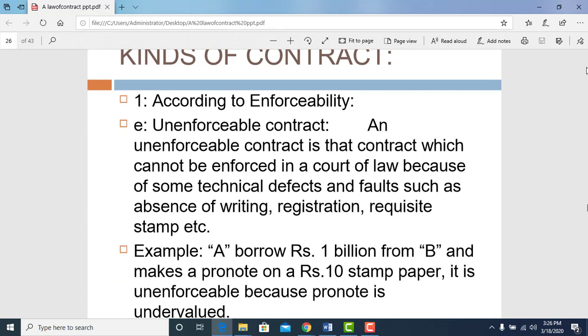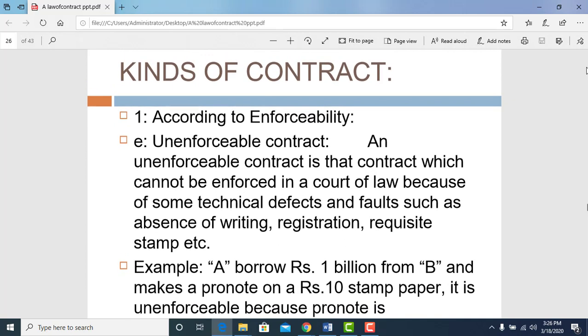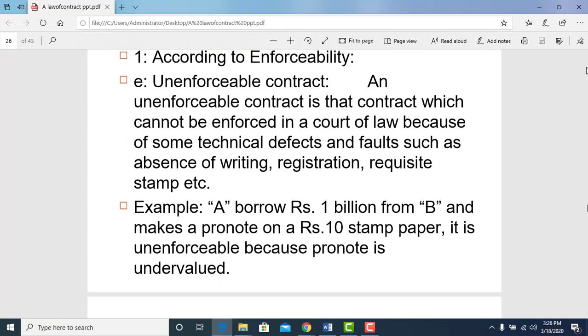Kinds of contract. According to enforceability, section E, unenforceable contract. An unenforceable contract is that contract which cannot be enforced in a court of law because of some technical defects and faults such as absence of writing, registration, requisite stamps, etc. Example, A borrows rupees 1 billion from B and makes a promissory note on rupees 10 stamp paper. It is unenforceable because the promissory note is undervalued.